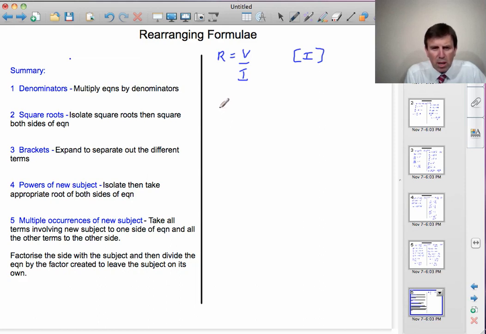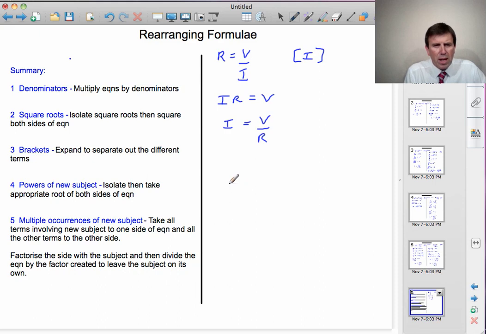So let's multiply the equation through by the denominator, and we will get IR equals V. Now, to make I the subject at this point, all I've got to do is divide the equation through by R. Sure enough, I do end up with a denominator in the answer.